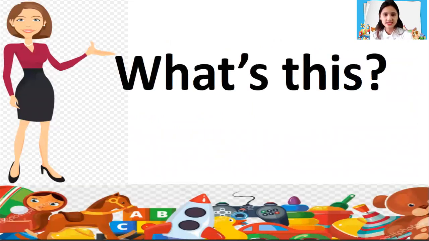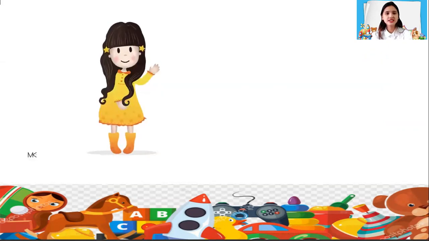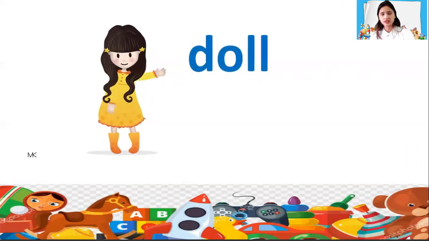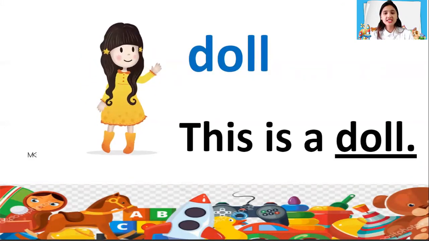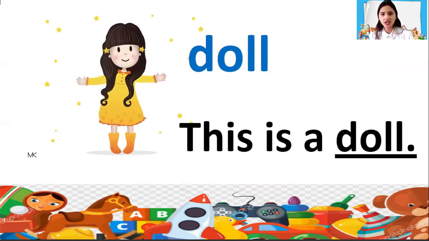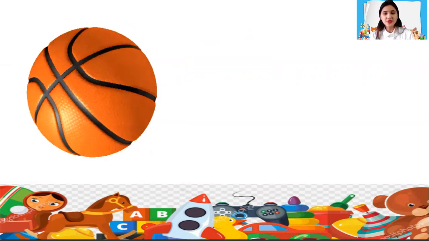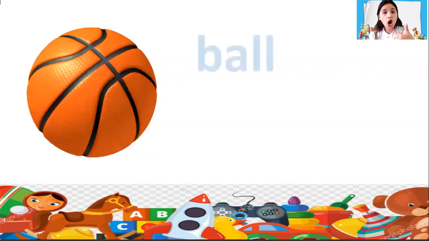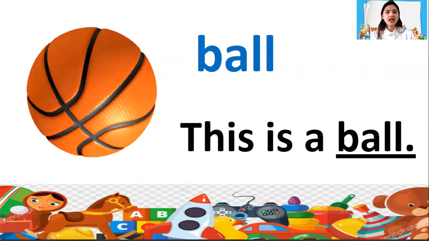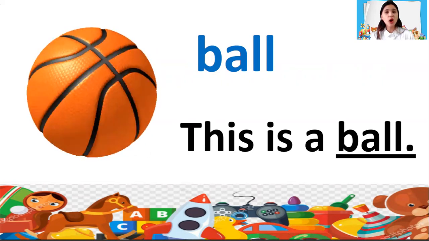Okay, what's this? That's right. Very good. Dog. Please read. This is a dog. One more. This is a dog. Good job. Next. Oh, what's that? Very good. Ball. One more. Please say, this is a ball. One more. This is a ball.